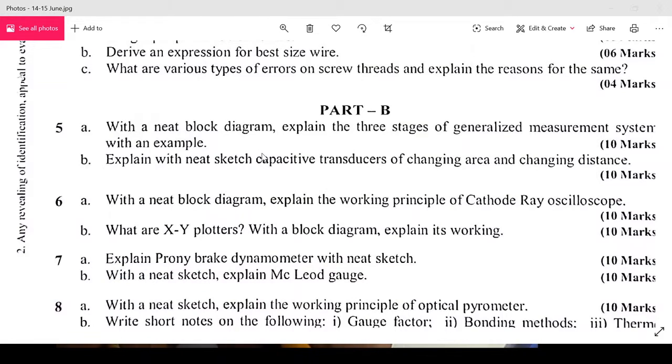Number 3rd, what is that? Prony brake dynamometer. Prony brake dynamometer. Brake, B-R-A-K-E it is. Next, what is that? McLeod gauge. So this will be discussed. B-R-A-K-E, not B-R-E-A-K. Prony brake is different, break is different.